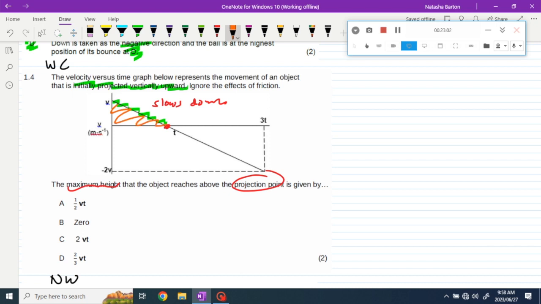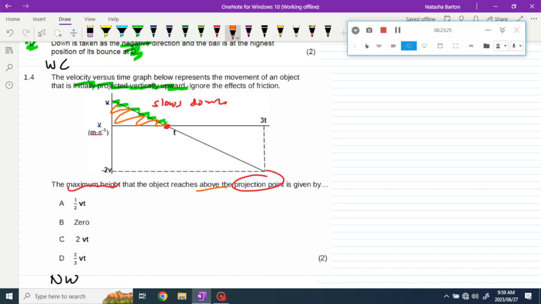Ooh, but it depends. I would say this over here is the maximum height above the projection point. They don't say maximum height from the ground. It's like I'm standing on the table, I throw something up, it comes down and it passes. But we want to know the height from this point. Okay, so that is this point over here, or this area.